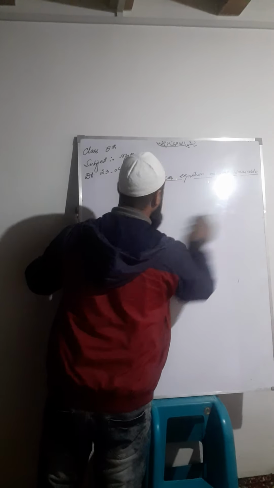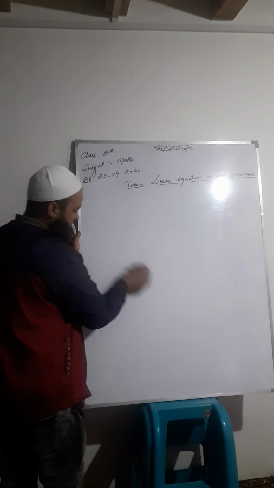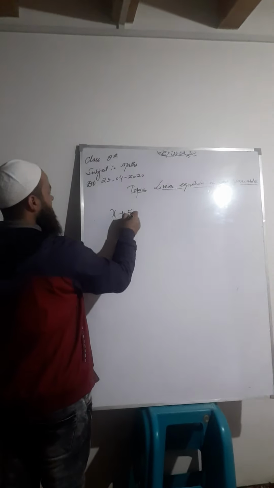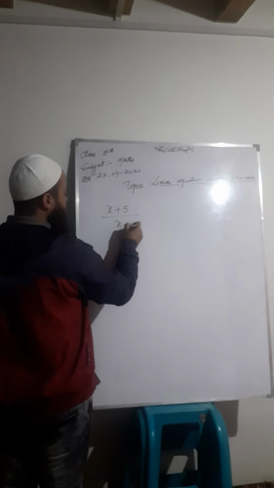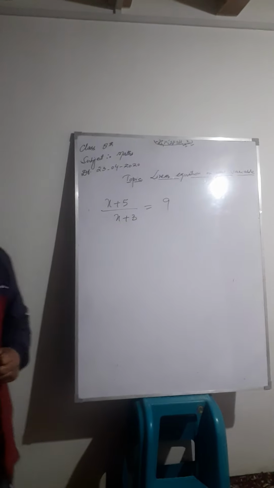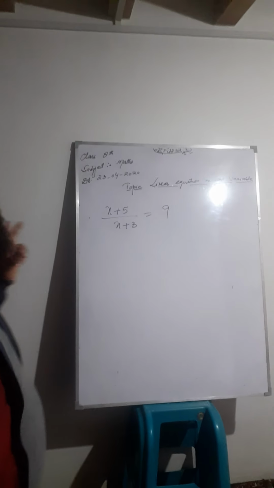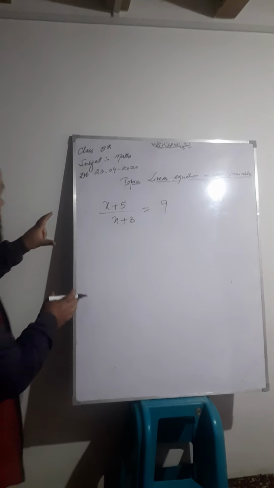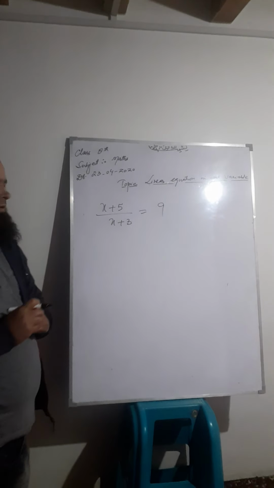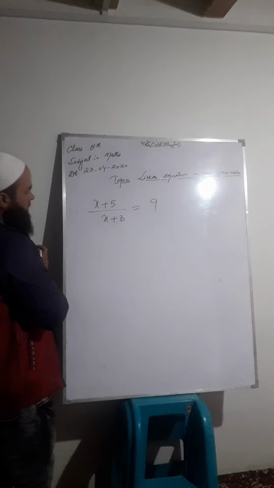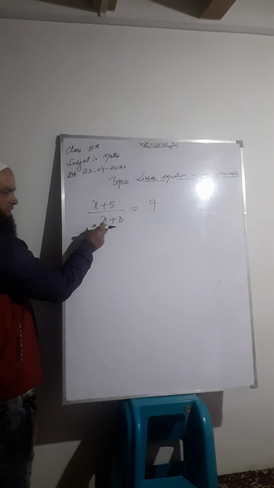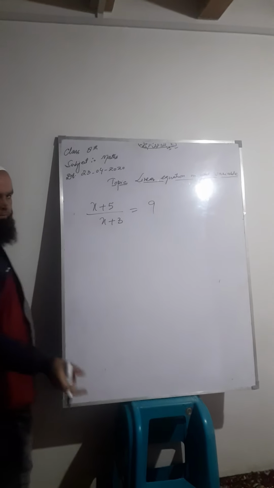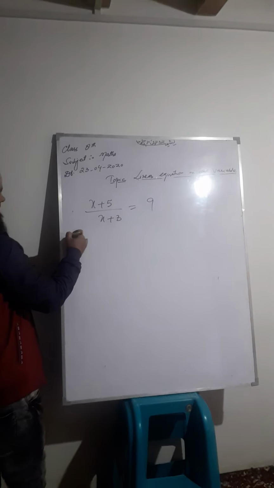Now we have to reduce complex linear equations into simpler ones. Let (x plus 5) divided by (x plus 3) is equal to 9. This is also a linear equation, but in complex form. We have to reduce it in a simple way. What will we do? We will either transpose these or multiply.